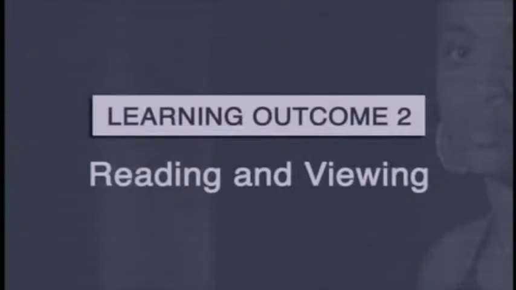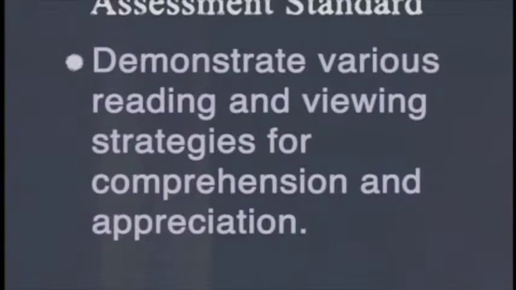The following lesson is linked to Learning Outcome 2, Reading and Viewing. It addresses the assessment standard that requires learners to demonstrate various reading and viewing strategies for comprehension and appreciation. Learners should be able to skim texts to identify main ideas by reading titles, introductions, first paragraphs, and introductory sentences of paragraphs. Learners should also be able to scan texts for supporting details.